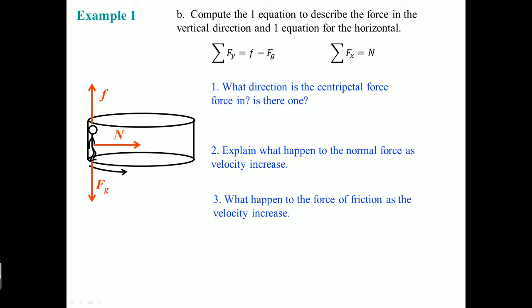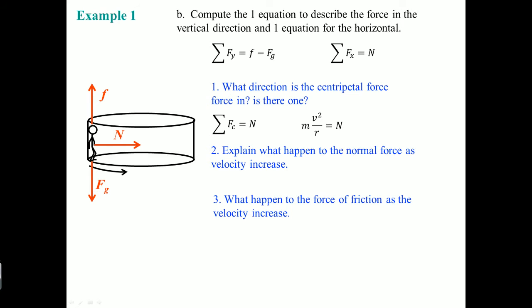So what direction is the centripetal force in? And is there even one? We know that the summation of Fc is equal to N. We can make that substitution. The summation of Fc is equal to mass times velocity squared over r.